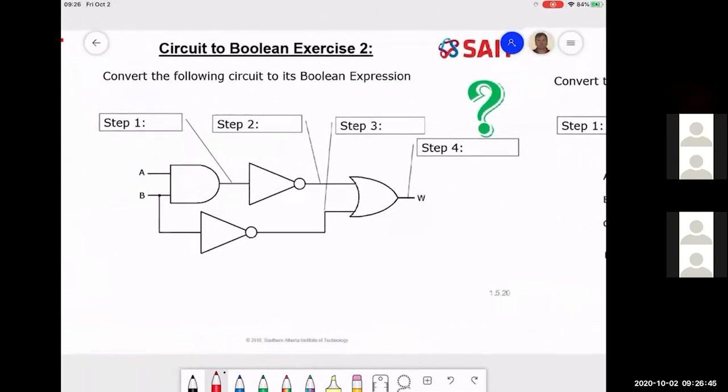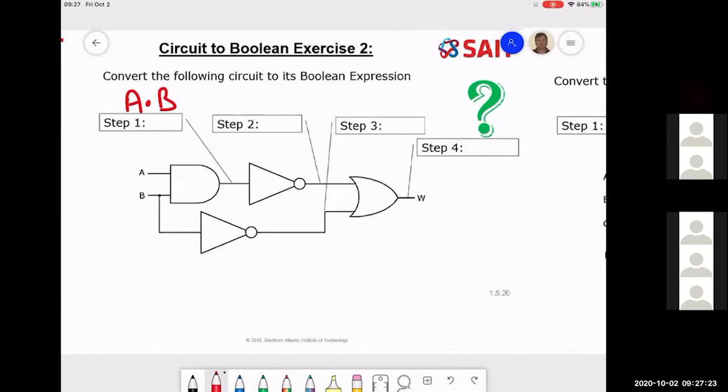Exercise 2. Tyler. Yeah, Tyler, not Ty. Okay, so step one, what would step one be here? Exercise 2, step one? It would be an AND. I want to convert this to the Boolean expression. I don't know what the values of the inputs are. Oh, it would be A times B or A and B. A and B, correct. So what would step 2 be?